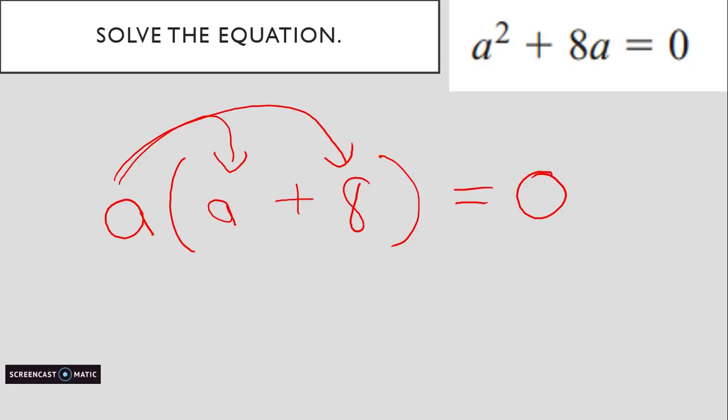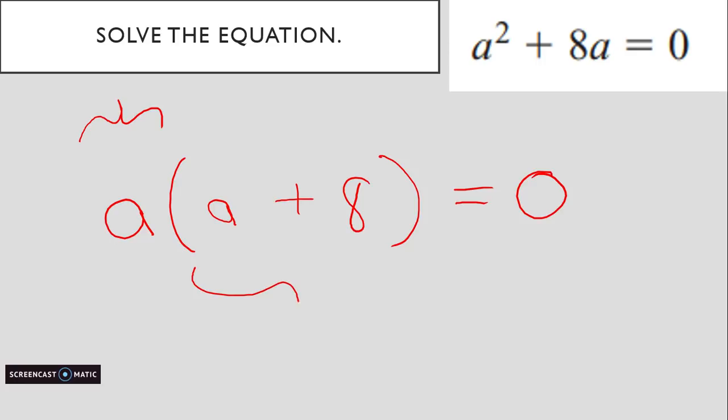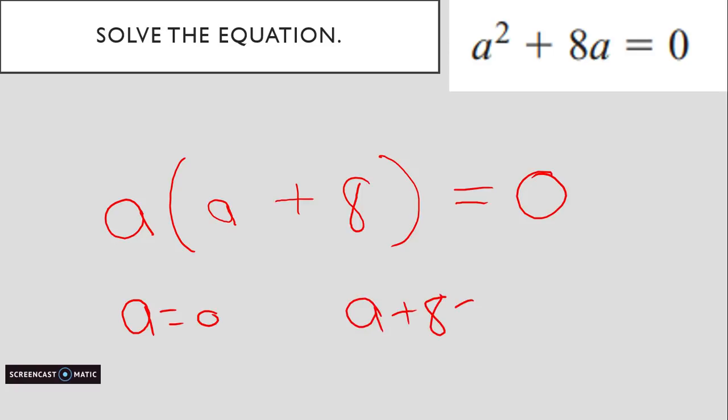Okay, so the first half of last Friday's lesson, we talked about the zero factor property. And that says that since we're multiplying these two things together, either this part has to be 0 or this part has to be 0. Those are our only two options. One of those two things has to equal 0 in order for us to get a product of 0. And so option 1, A is 0. Option 2, A plus 8 equals 0.